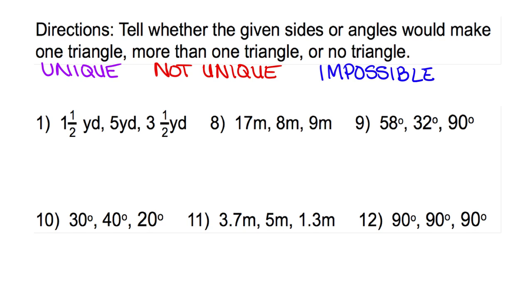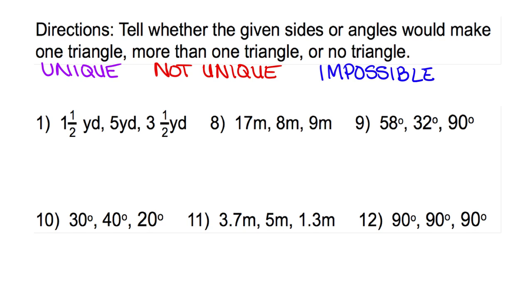Okay, the first one, we have 1.5 yards, 5 yards, and 3.5 yards. Are they sides or angles? They're sides. So what do we need to test? If they are greater than the longest. Good. The 2 small have to add to be greater than the longest. So 1.5 and 3.5 add up to be 5. Is 5 greater than 5? No. So can I have a triangle? There's no possible triangle here.